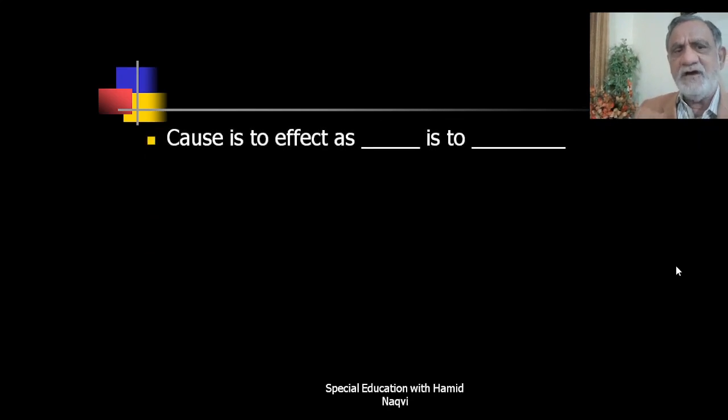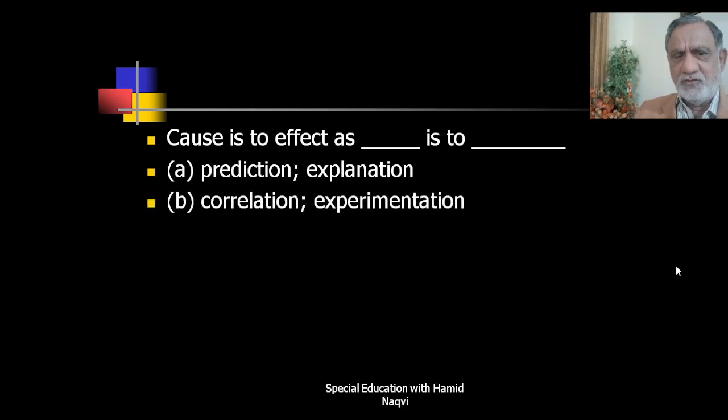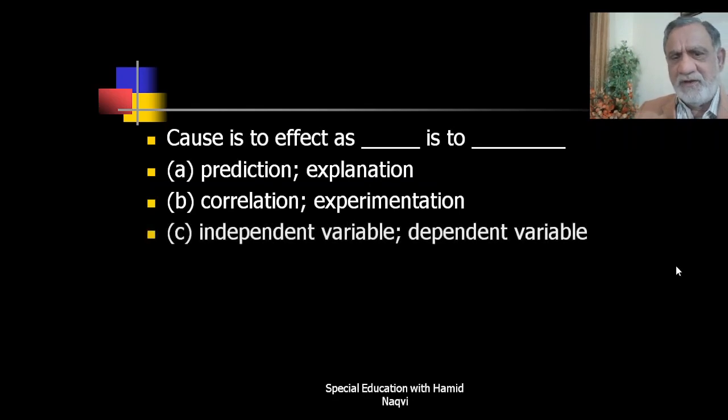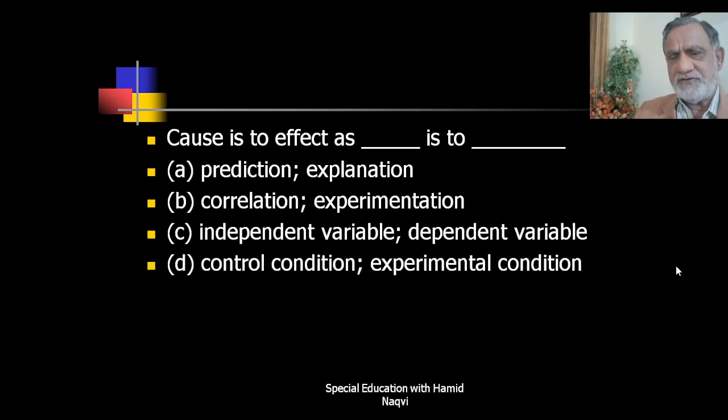Next is cause is to effect as dash is to dash. Prediction, explanation, correlation, experimentation, independent variable, dependent variable, control condition, experimental condition. Correct answer is C, that is independent variable, dependent variable.